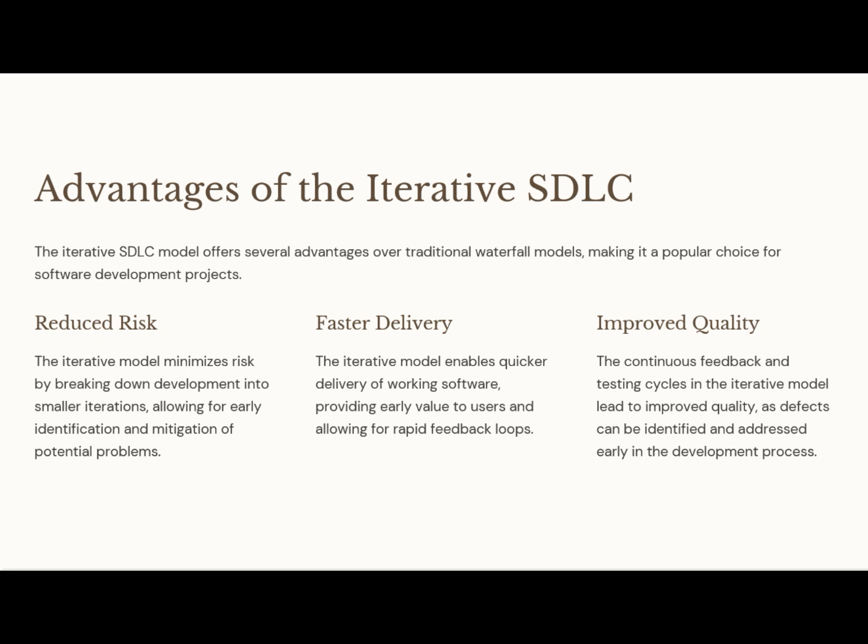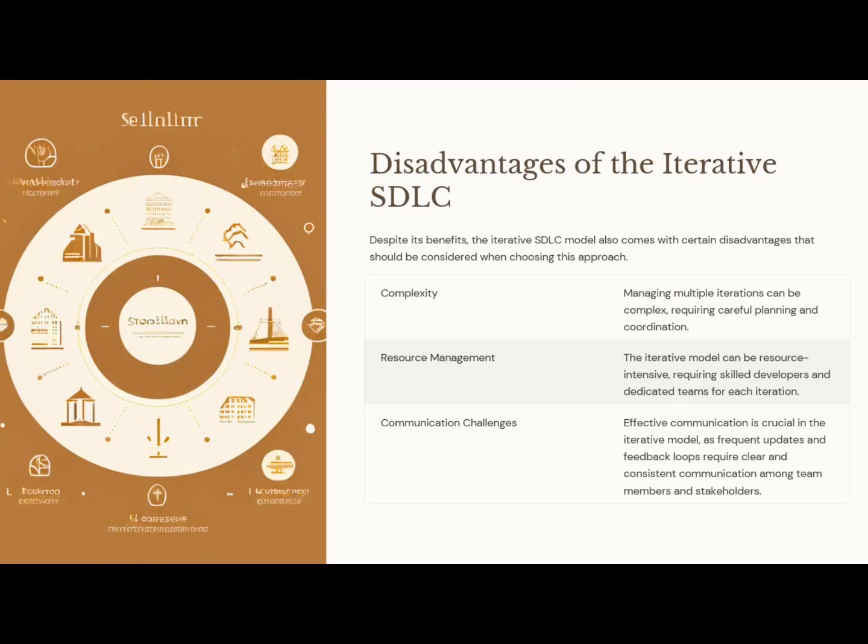Reduced risk. The iterative model minimizes risk by breaking down development into smaller iterations, allowing for early identification and mitigation of potential problems. Faster delivery. The iterative model enables quicker delivery of working software, providing early value to users and allowing for rapid feedback loops. Improved quality. The continuous feedback and testing cycles in the iterative model lead to improved quality as defects can be identified and addressed early in the development process.